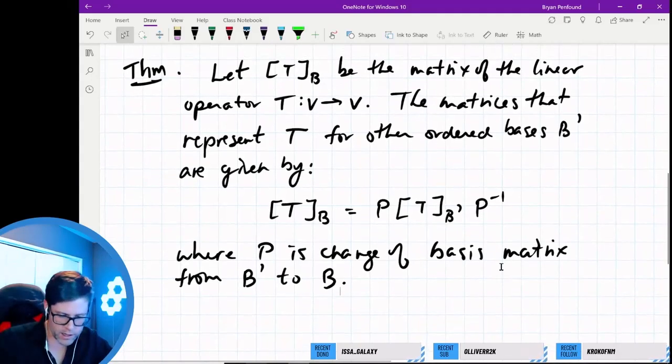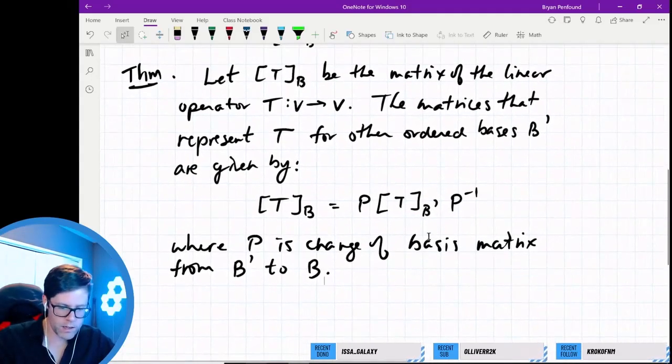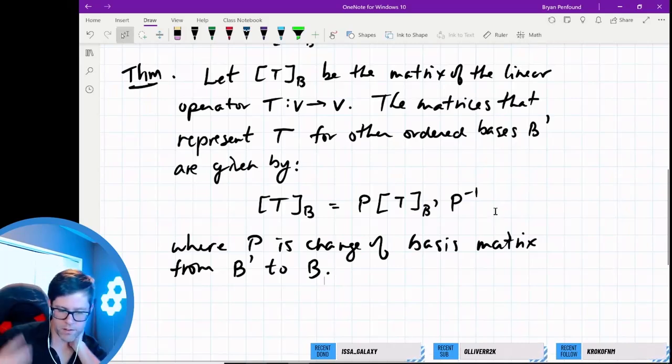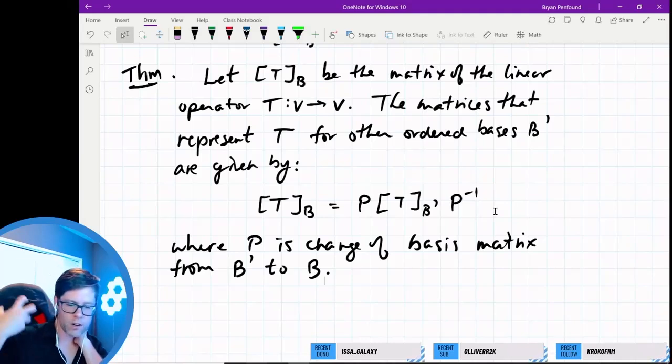So this is interesting. This tells me that all of these matrices that can represent T, just with respect to different bases, are all similar to each other. If you know what it means for matrices to be similar, it means they share similar determinants. They share similar traces, I think, as well, right?